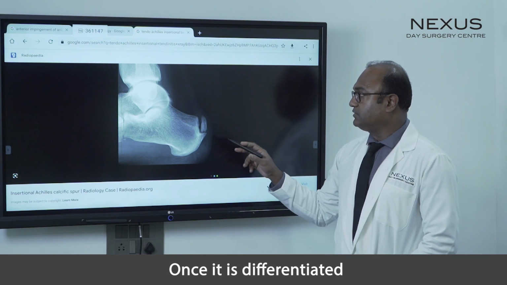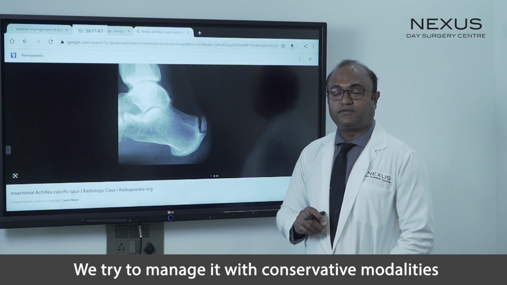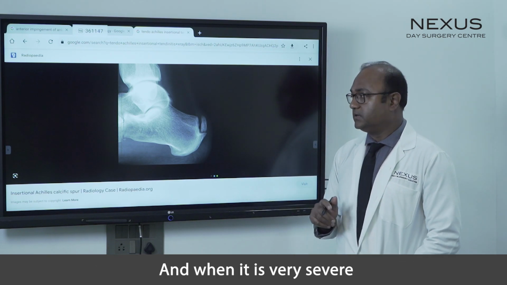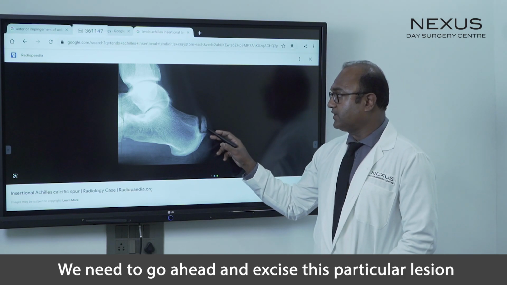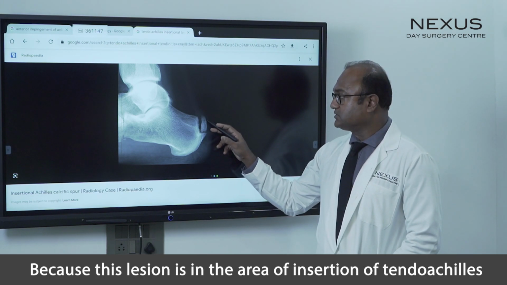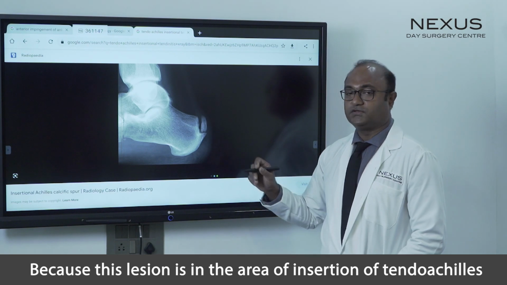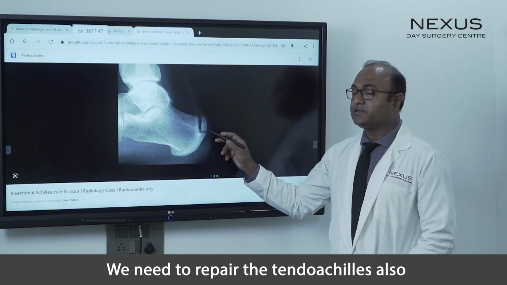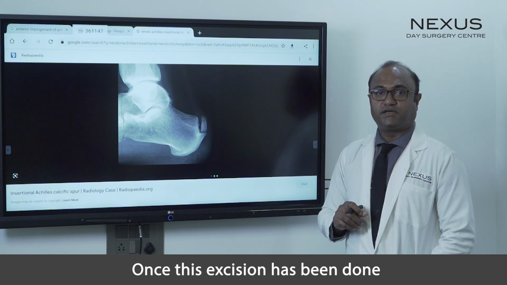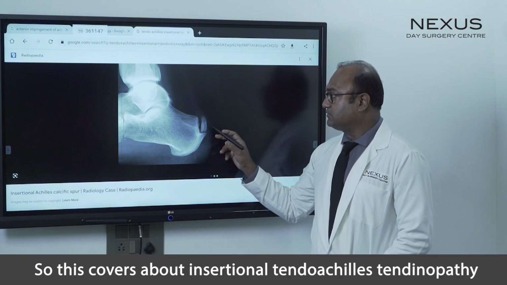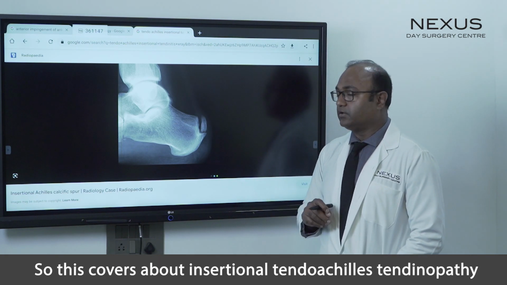Once it is differentiated, we try to manage it with conservative modalities, and when it is very severe, we need to go ahead and excise this particular lesion. Because this lesion is in the area of the insertion of the tendo-Achilles, we need to repair the tendo-Achilles also once this excision has been done. So this covers insertional tendo-Achilles tendinopathy.